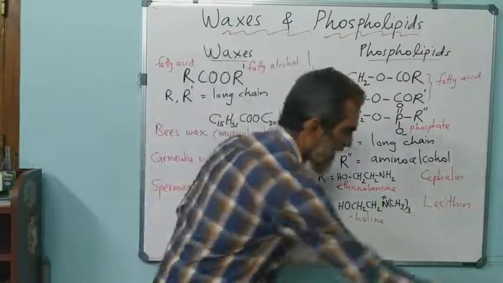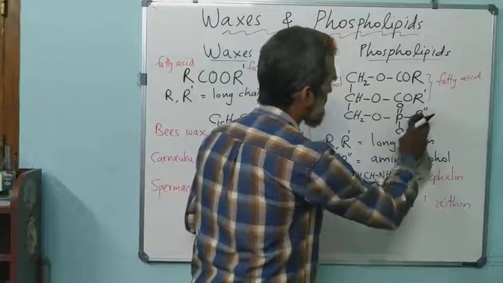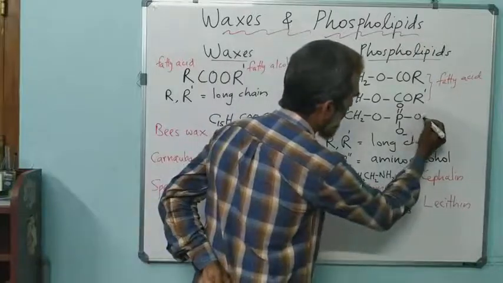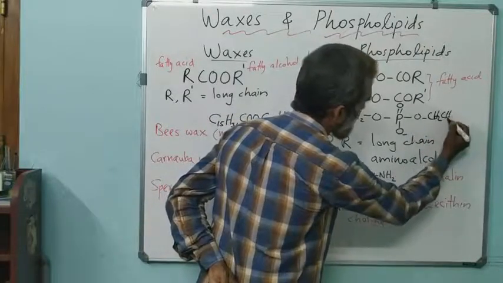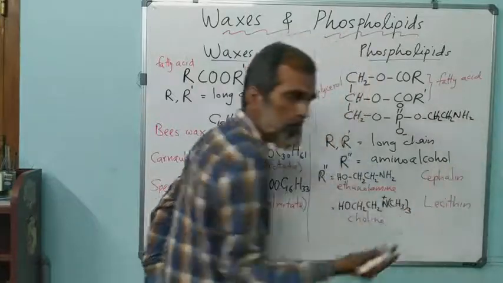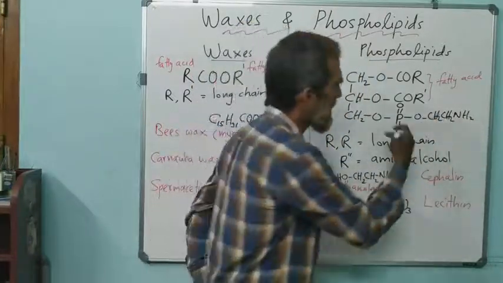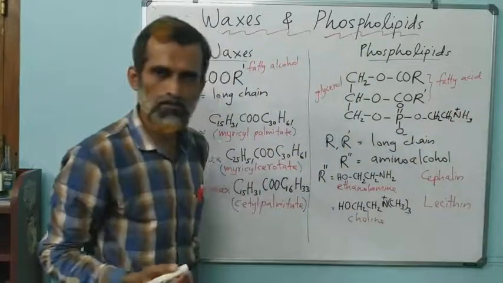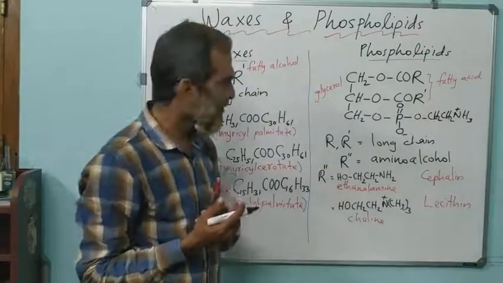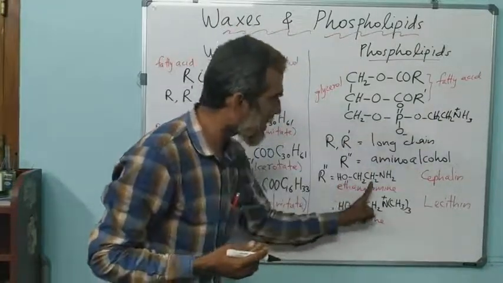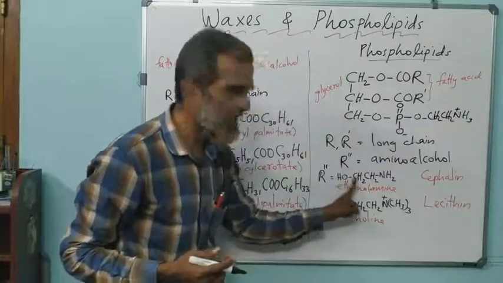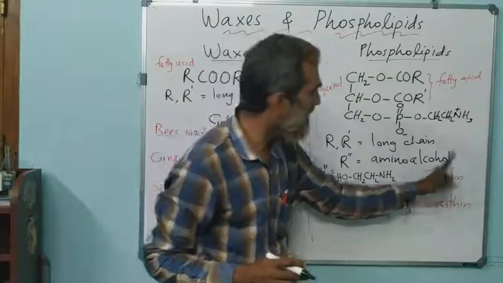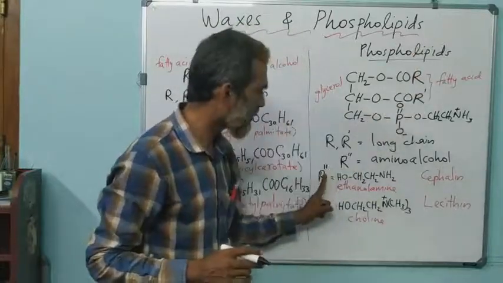If I show it here, it will be like this. That means if this is connected, it will be O, CH2, CH2, NH2, and most probably this gets protonated in the presence of this acid, and it might appear as NH3 plus, a polar group here. So if R double dash is ethanolamine, then this phospholipid is called cephalin. So cephalin is a phospholipid in which the R double dash group is ethanolamine.